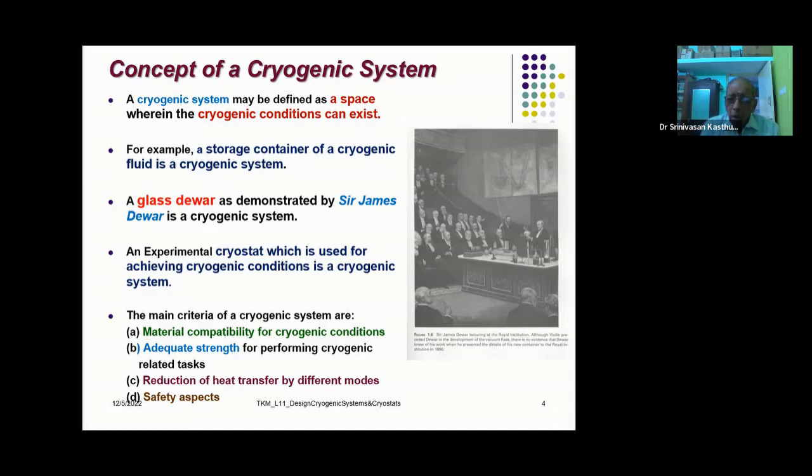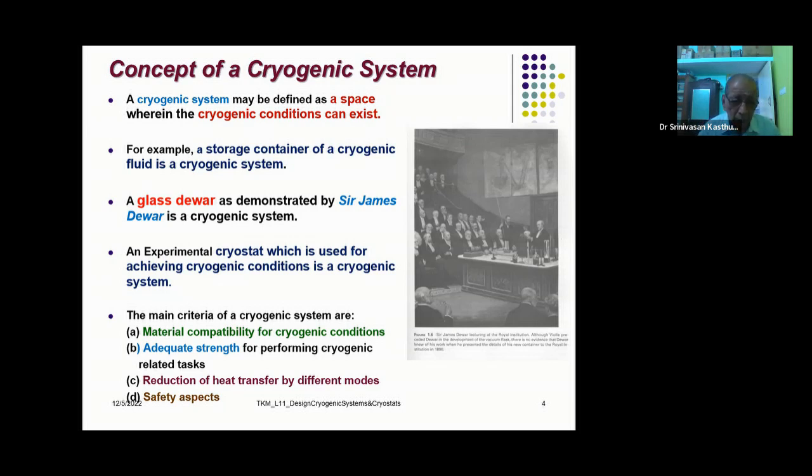If I would like to have a cryogenic system, then in what way can I achieve it? You require certain criteria for the cryogenic system, and they are the following. One is that the cryogenic system should have material compatibility for the cryogenic conditions. That means you can use only suitable materials which can be adapted for low temperatures. Second, it should have adequate strength for performing the cryogenic related task, or maybe, for example, the dimensions, etc.